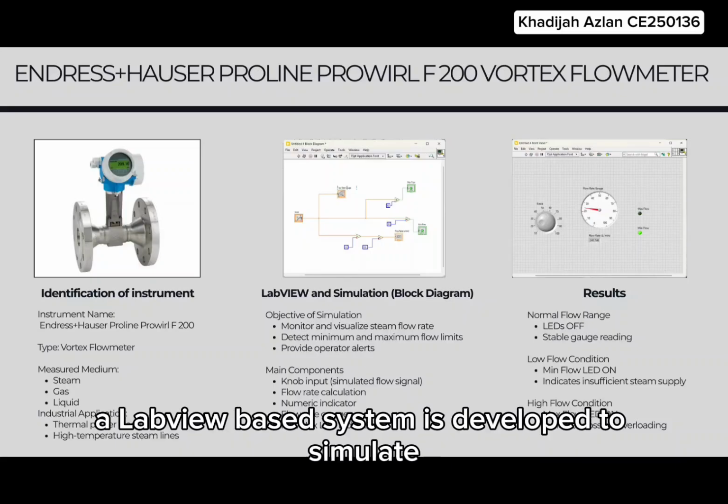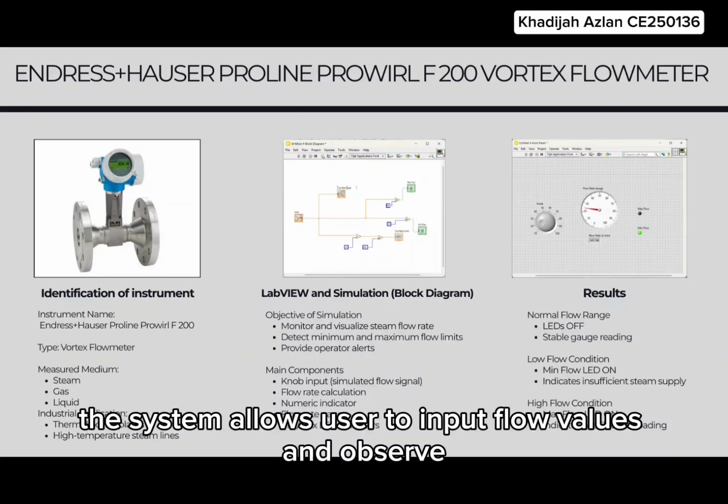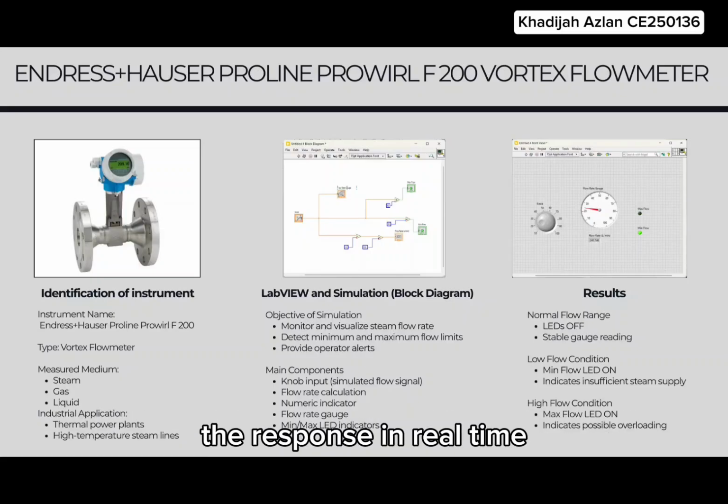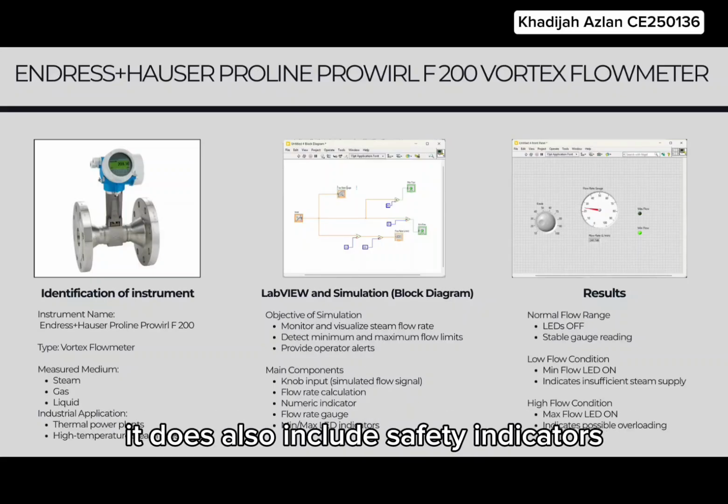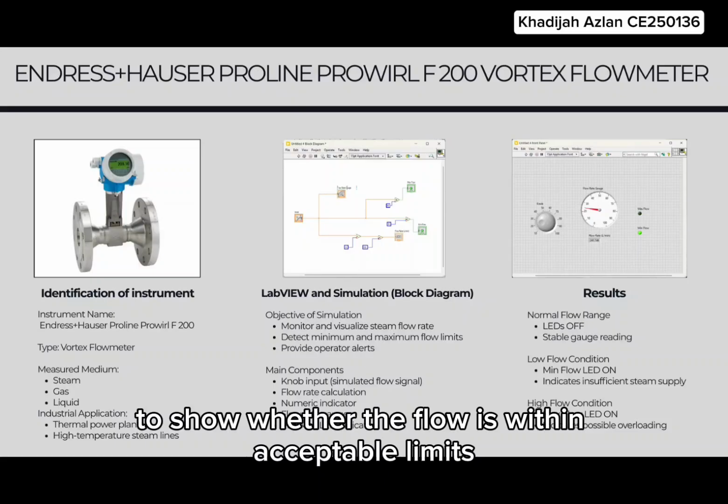In this project, a LabVIEW-based system is developed to simulate flow monitoring and control. The system allows the user to input flow values and observe the response in real time. It also includes safety indicators to show whether the flow is within acceptable limits.